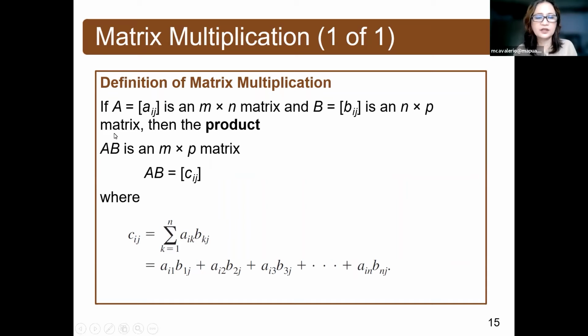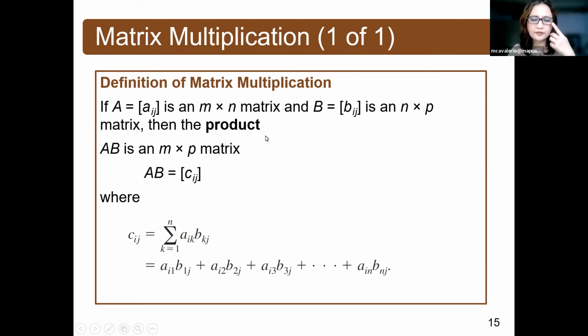Now, when you have matrix multiplication, you may think of it as like multiplying the numbers, but actually it's not. So if we can see here that with matrix multiplication, there is some condition to satisfy. So for example, if A is an m by n matrix consisting of elements A sub ij, and B is an n by p matrix consisting of B sub ij elements, then the product AB is an m by p matrix.